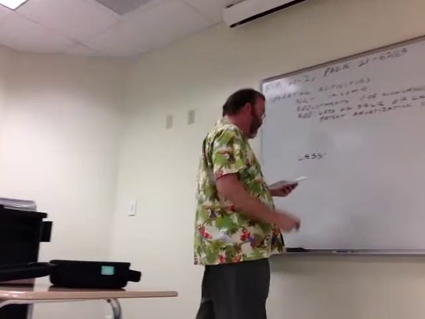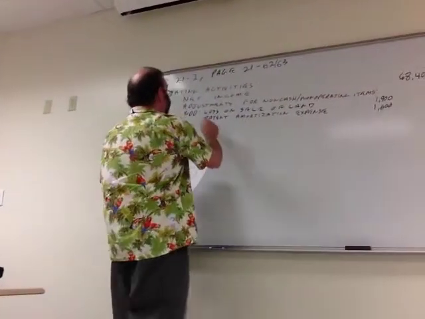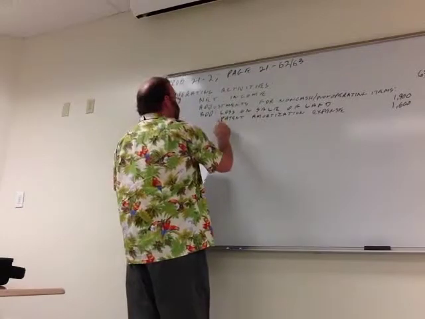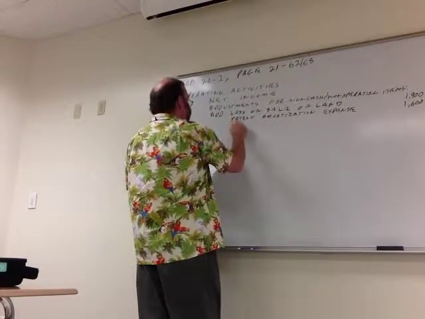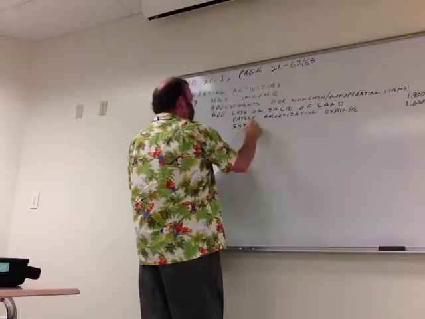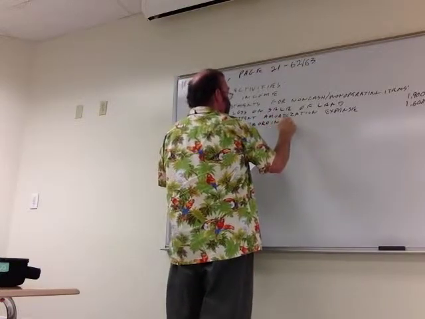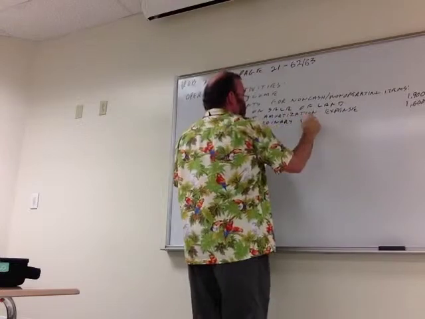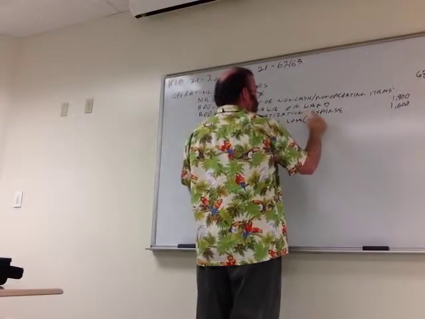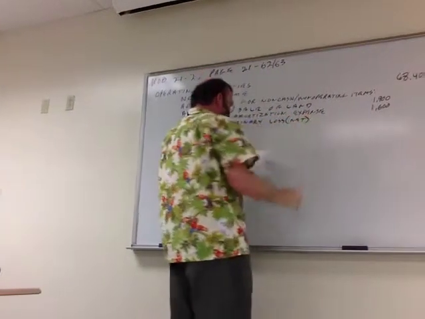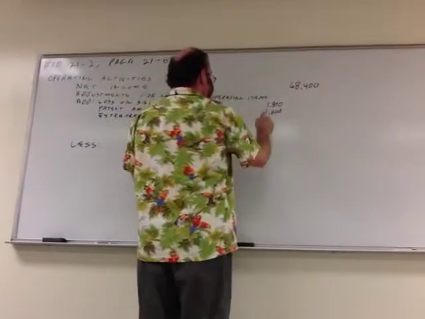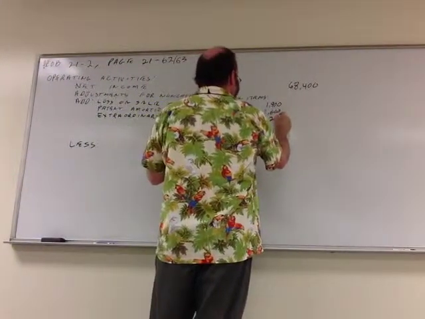Item G, we had an extraordinary loss. So if we have an extraordinary loss, that lowered net income, we need to add it back. $6,200.